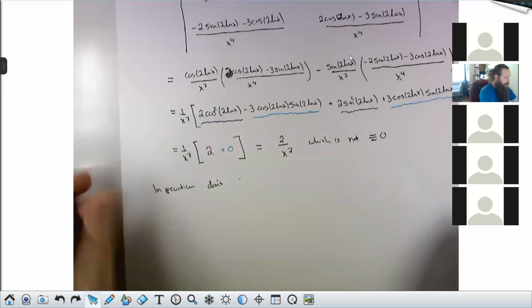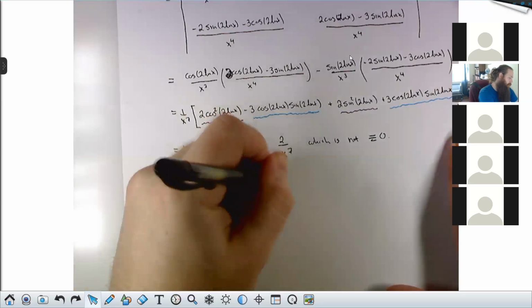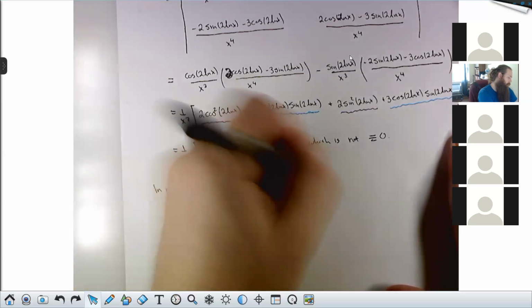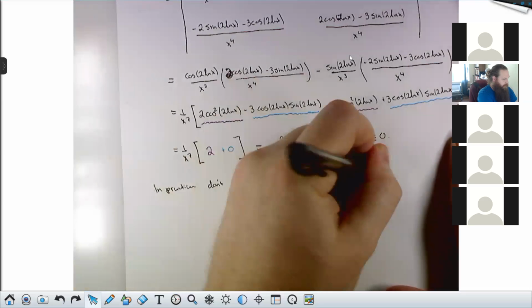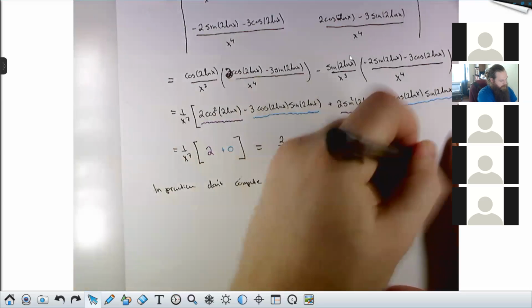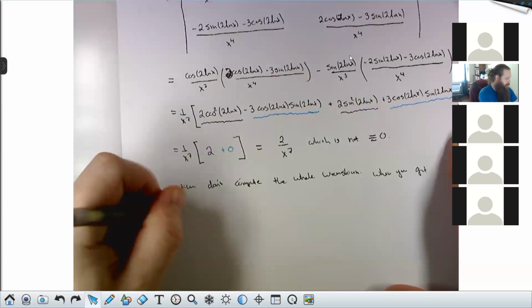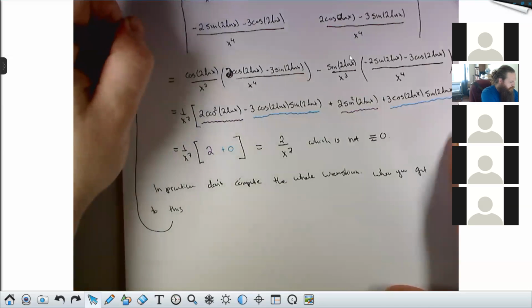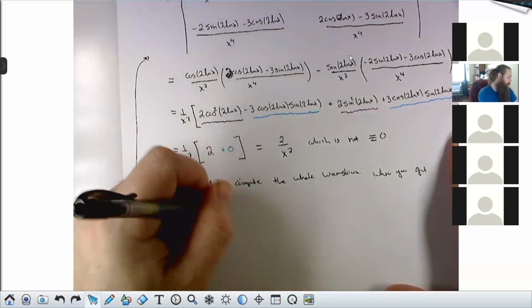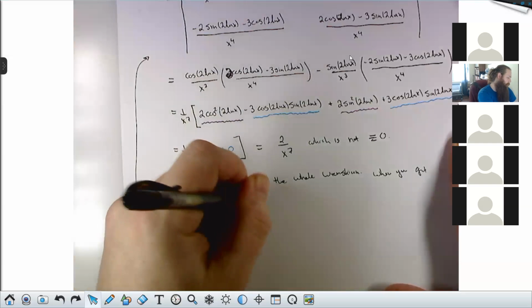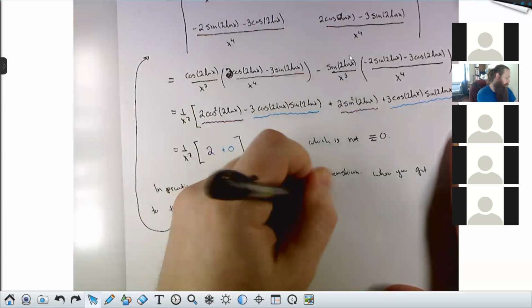Okay, so in practice, don't compute the whole Wronskian. When you get to this step, plug in a number. Then take the determinant.